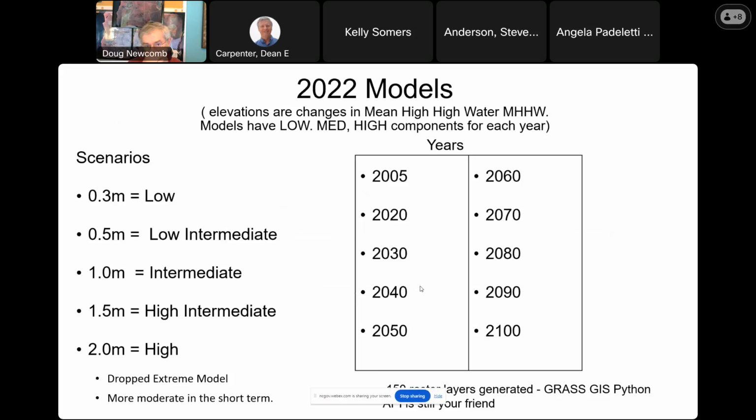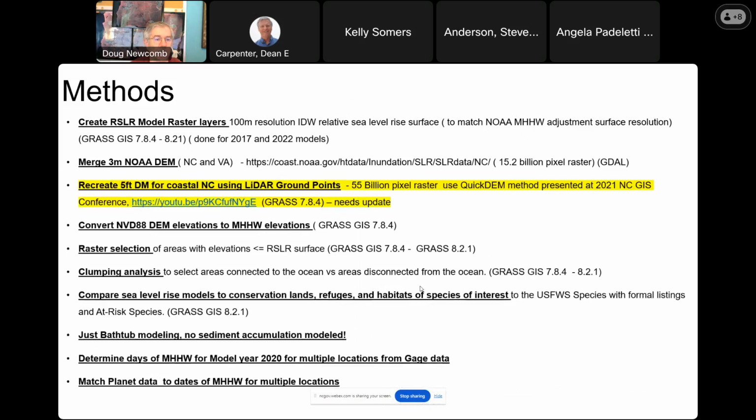So for the 2022 models, the way it works is that they have 5 different steps: low, low intermediate, intermediate, high intermediate, and high. And this is the elevation or change in sea level at the year 2100. And with each one of those, you also have a low, medium, and high component. So for the analysis I did, I generated over 150 layers. And as I said before, I created the relative sea level rise raster layers at 100 meter resolution.